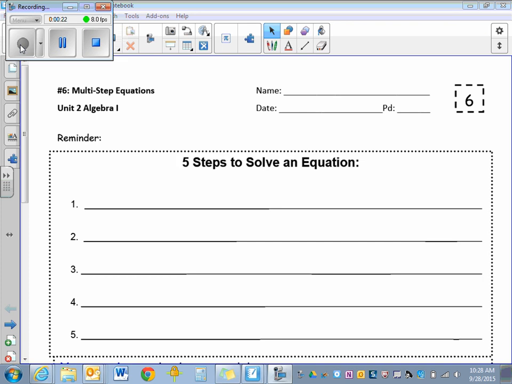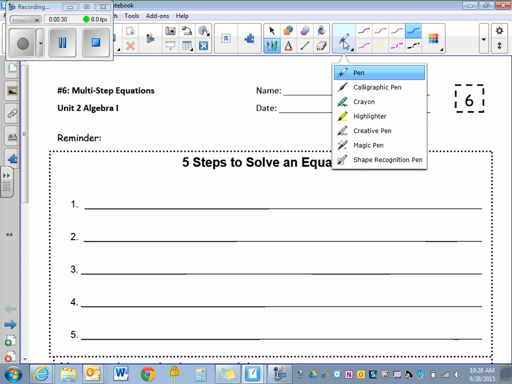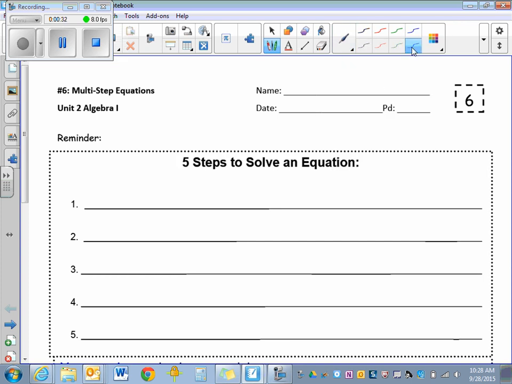All right, so the steps for solving equations is essentially the same. We're going to go ahead and review that here. So our 5 steps to solve an equation. Our first thing what we want to do is get rid of parentheses. Right, get rid of parentheses.